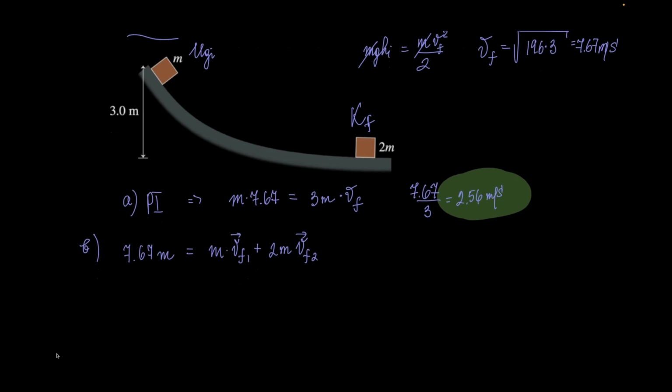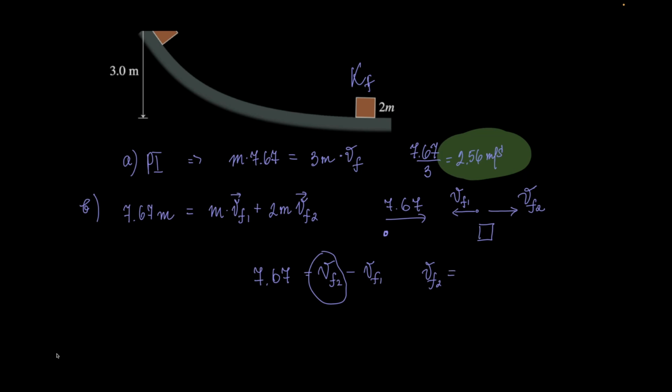And then think about this. One is at rest and the other one is approaching it at 7.67. That is the approach velocity to the right, and it equals 7.67 meters per second. The separation velocity, I'm going to also make it to the right, and this will be v final 2, and I will subtract v final 1 from it. So 7.67 should be equal to v final 2 minus v final 1. V final 2 equals 7.67 plus v final 1.